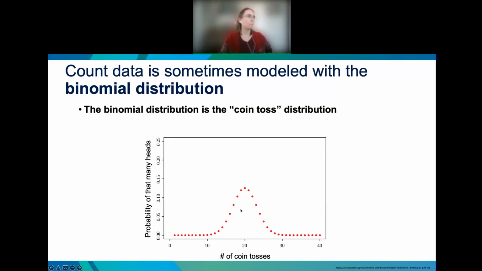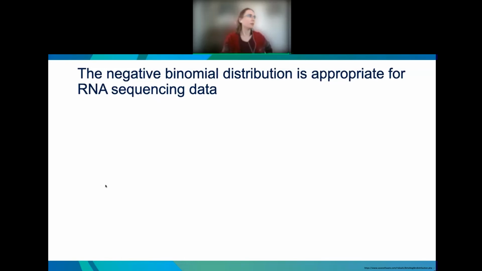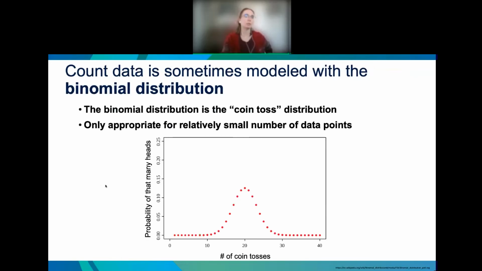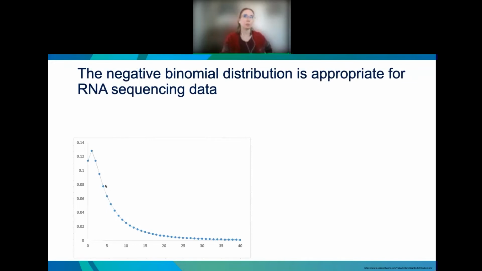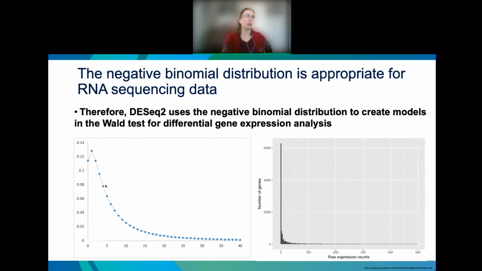However, this works really well when you only have a small number of data points, but does not work very well for RNA sequencing data, where there are lots of data points. So instead of the binomial distribution, here we use the negative binomial distribution. This is most appropriate for RNA sequencing data. And note that this plot looks really similar to what we were just looking at with RNA sequencing data. So it makes sense that we would use this distribution, just visually speaking.